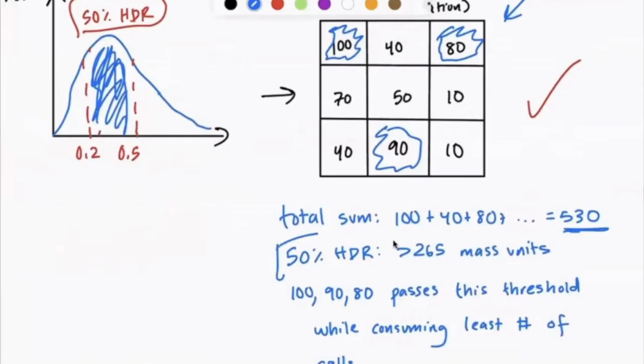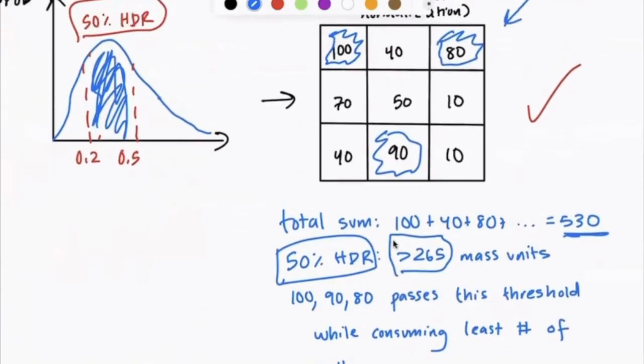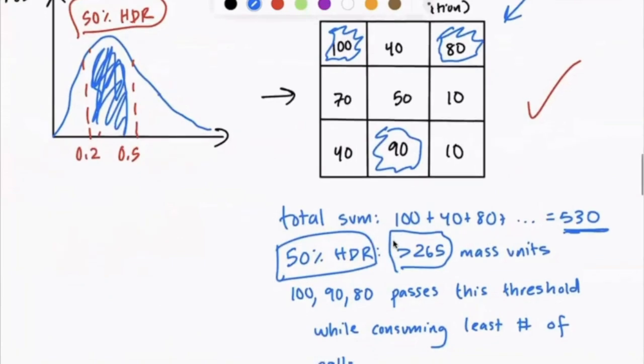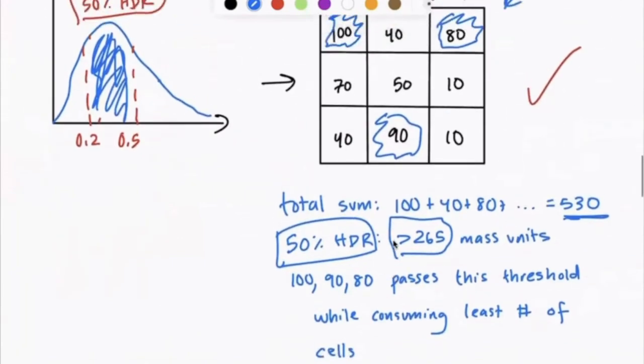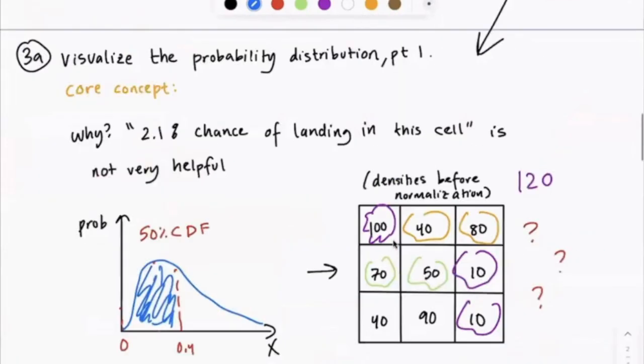So for the 50% HDR, we want to have more than 265 of the mass units in our selected region. And the way to do this using the fewest number of cells is just to take the highest value cells, in this case, 190 and 80. And we see that sums to 270, which is greater than 265. So our 50% HDR in this case would be these three cells. And unlike with the CDF, this is actually unique. So this is a very powerful property of HDRs that we're going to exploit. So the core concept here is HDRs.